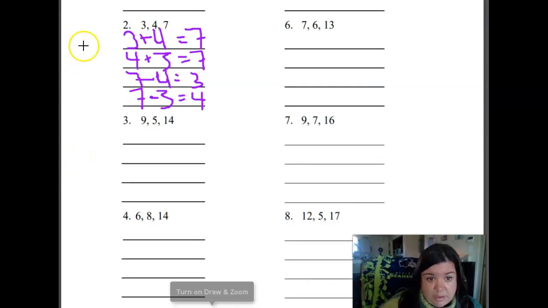Numbers are really hard to write. So you should have 3 plus 4 equals 7. 4 plus 3 equals 7. 7 minus 4 equals 3. And 7 minus 3 equals 4. You don't have to have them in this order, but as long as you have all 4 of these sentences written down, you have it correct. Okay, let's try the next one.